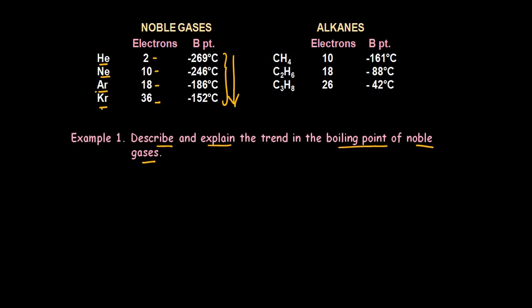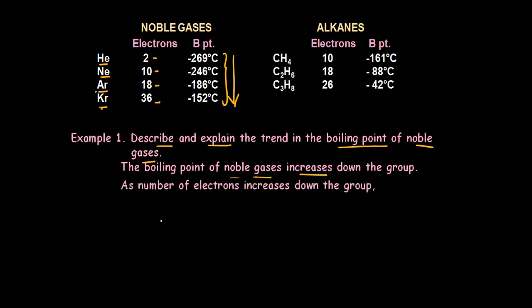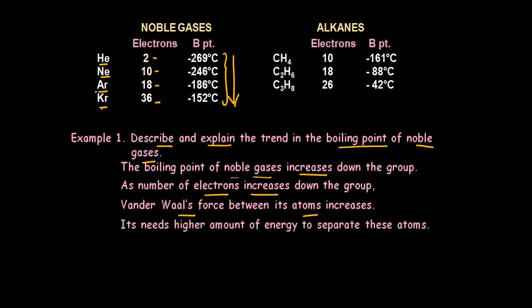So the answer for this question is that the boiling point of noble gases increases down the group, because as the number of electrons increases down the group, van der Waals force also increases in these atoms, because this force directly depends on the number of electrons. And so it needs a higher amount of energy to separate these atoms, and so in turn the boiling point of these noble gases increases down the group. Now let's see the next example.